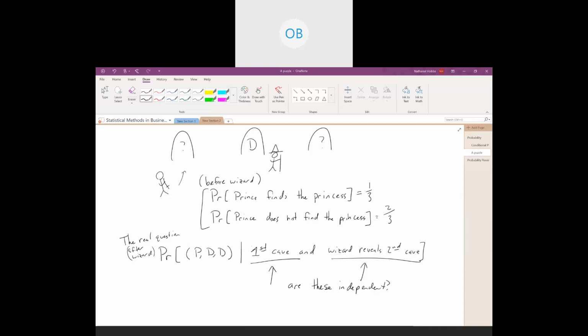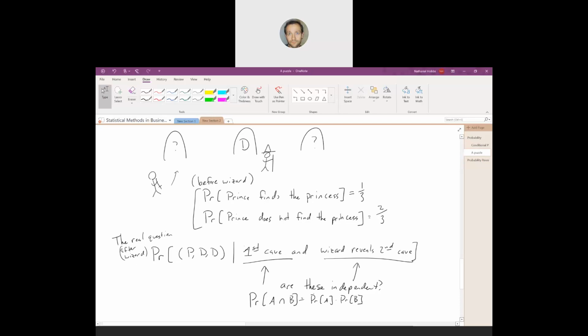Okay, if you're not sure, let's check. We have two definitions that we could work with. Do you prefer one definition over the other? The first one. So this is the probability of A and B is equal to the probability of A times the probability of B. Okay, so we'll call this A and we'll call this B. What is the probability of A?